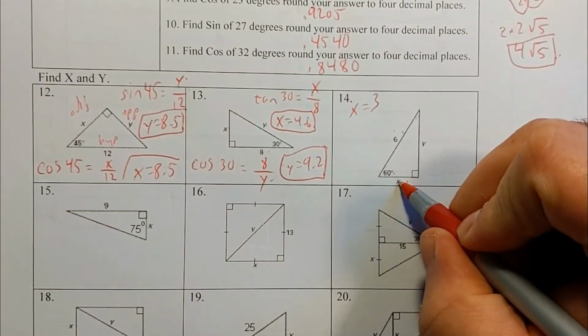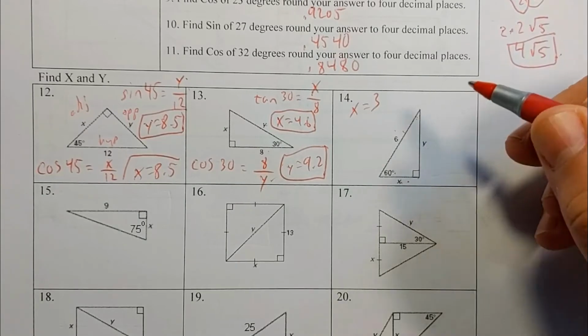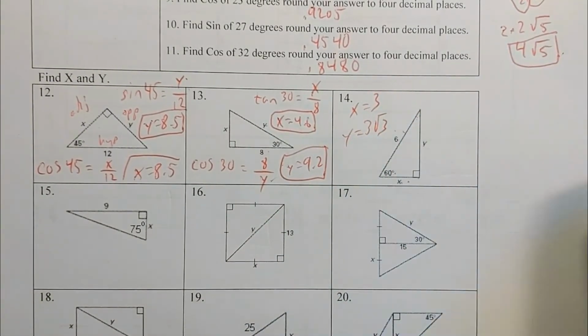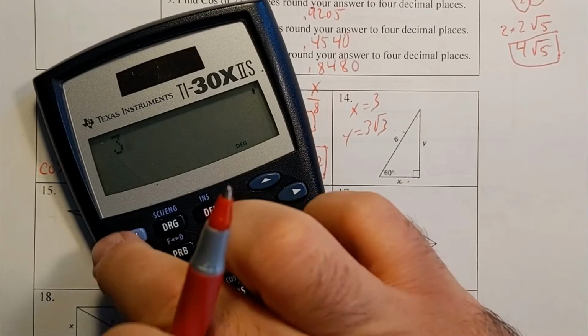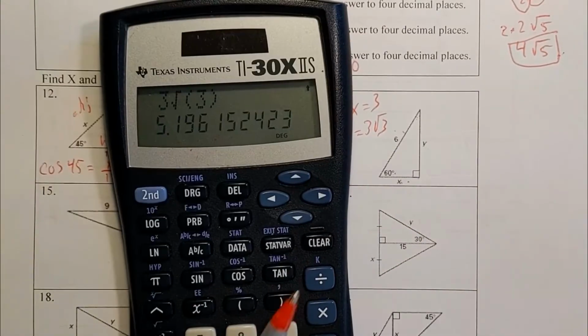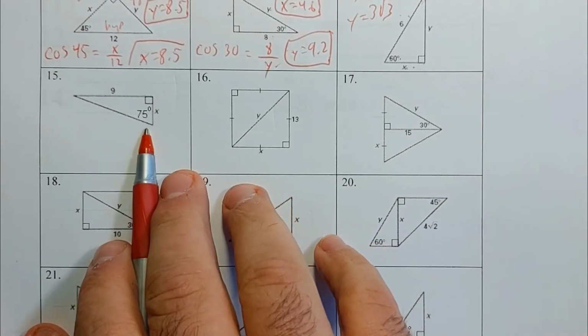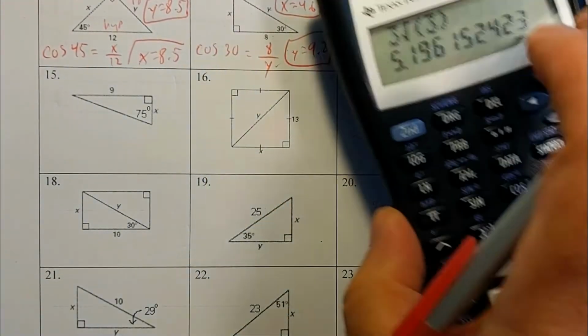Now that I know that this is 3, then I know that y has to be 3 times the square root of 3. So I just go y equals 3 square root of 3. The decimal form of that, if you did it with SOHCAHTOA, with the trig function, then your answer as a decimal would be 5.2. Number 15, this is not a special triangle. You have to do it with SOHCAHTOA. You have to do it with trig.